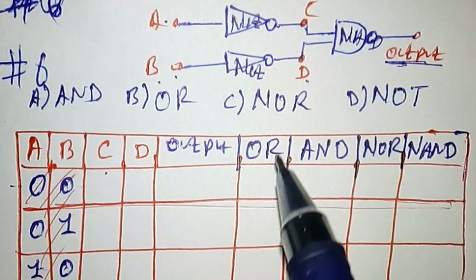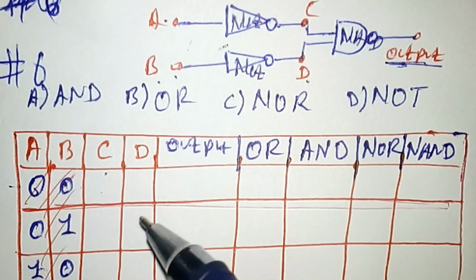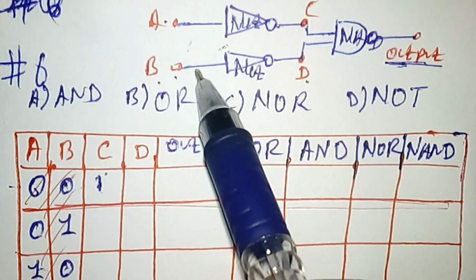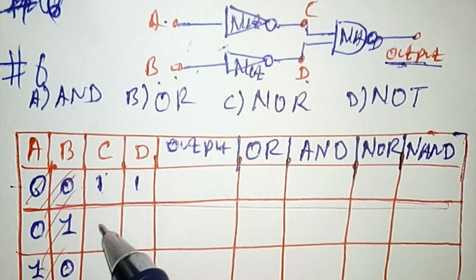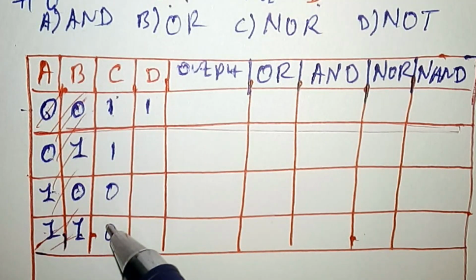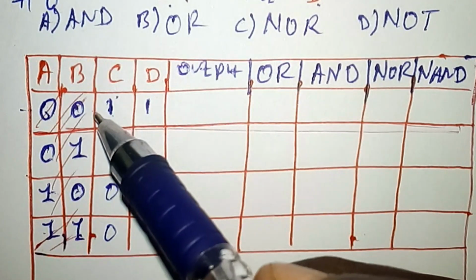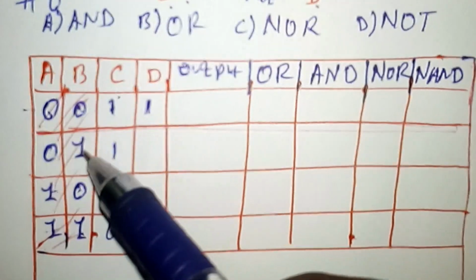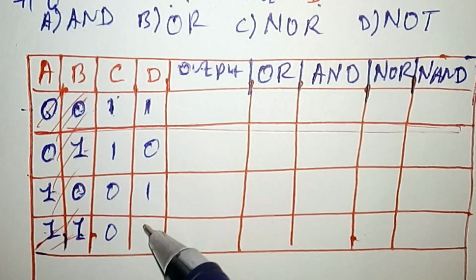So since the first 2 gates are NOT gates, NOT 0 means at C we get 1, and at D we get, NOT 0 means still we have 1, NOT 0 is 1, NOT 1 is 0, and NOT 1 is still 0. But at point D, or at output D, we have to consider the input from B: NOT 0 is 1, NOT 1 is 0, NOT 0 is 1, NOT 1 is 0.